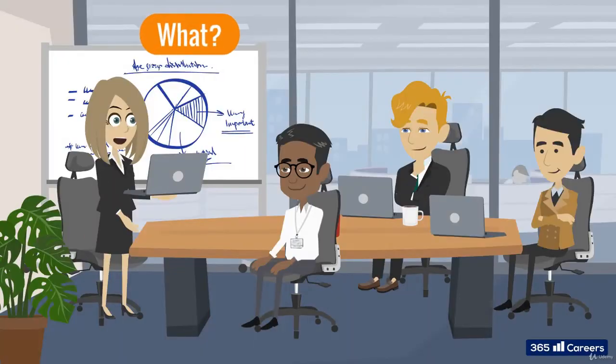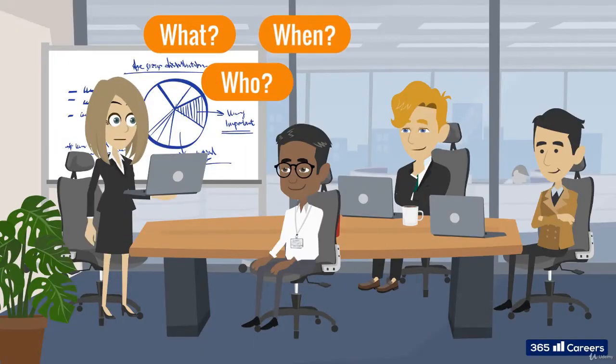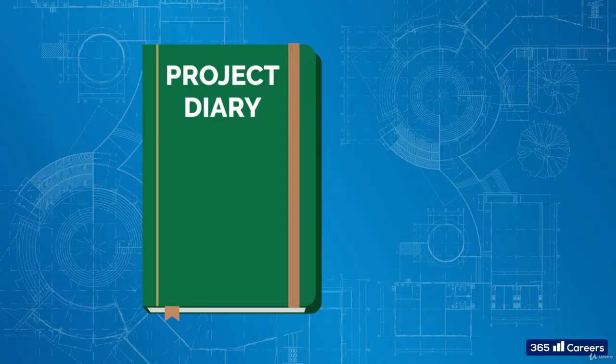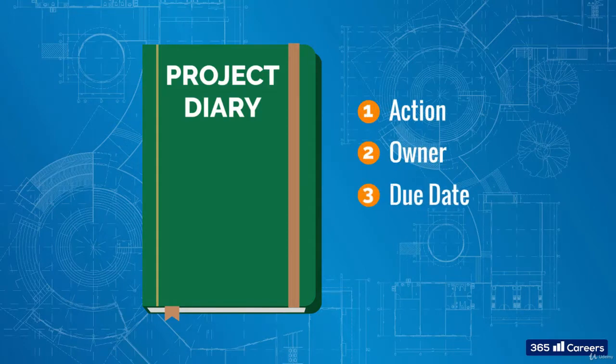What is it about? Who is involved? Are there any next steps? What is the due date for closing the case? During the execution phase lessons, we already introduced the basis of all these logs, the project diary. Remember what the three fields were that it includes? Action, owner, and due date.